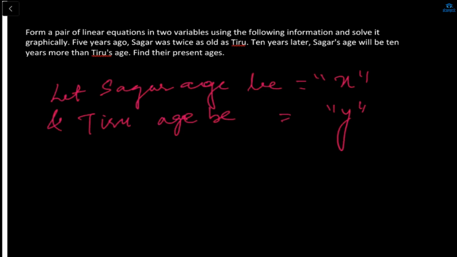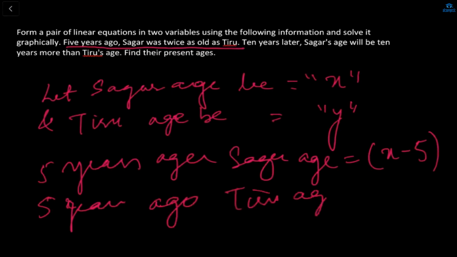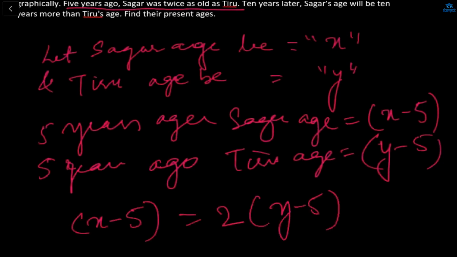Now read this line: 5 years ago, Sagar was twice as old as Piru. What will be the age of Sagar 5 years ago? It will be x minus 5. And 5 years ago Piru's age will be y minus 5. Now the comparison is that Sagar was twice as old as Piru 5 years ago. So Sagar's age, x minus 5, is equal to 2 times (y minus 5). So this is your first equation.